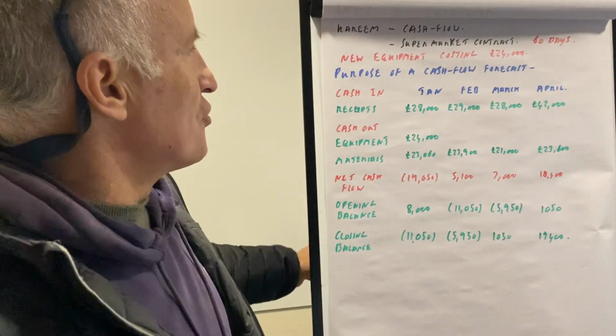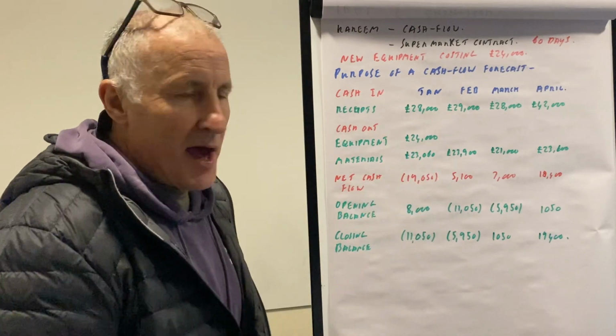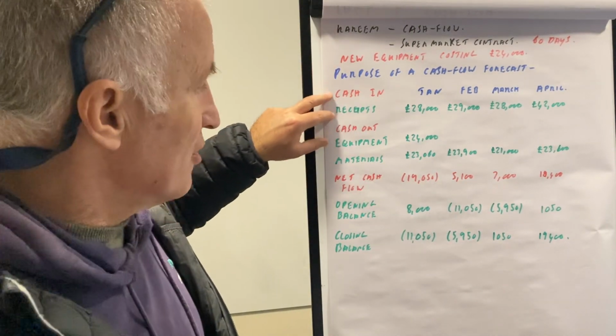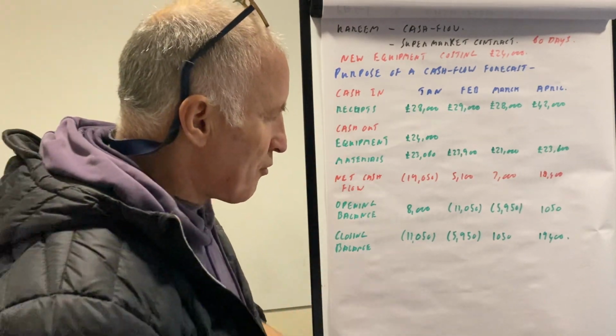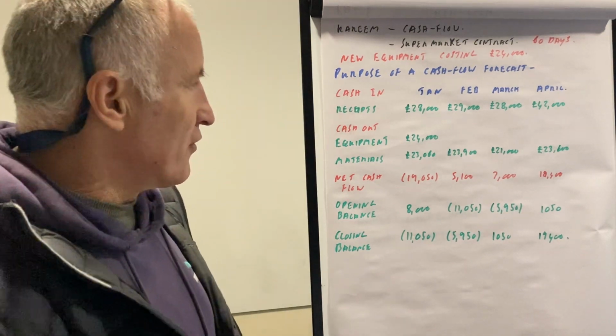Then we moved on to another cash flow. In this one here, the problem was Kareem wanted to go out and buy a piece of equipment. Plus they were spending more money on raw materials. This was creating a cash flow problem, cash deficit. How can you overcome the problem?